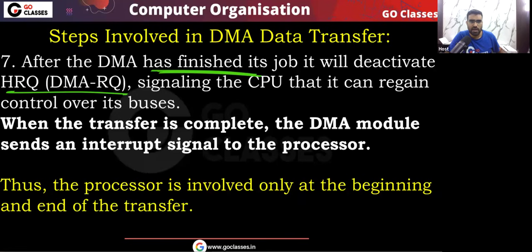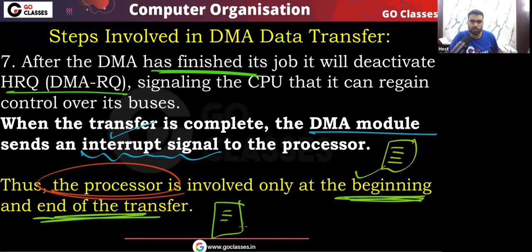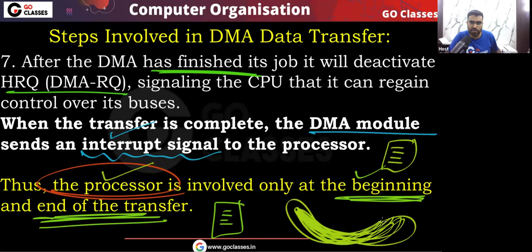Now remember, at the end, when the data transfer is over, the DMA controller will send an interrupt signal to the processor. This interrupt signal will go to the processor to say the data transfer is over. Now the processor will run an interrupt service routine. So you can easily see that the processor is involved only at the beginning for DMA initialization, and also at the end for the interrupt service routine. Only in these two situations, at the beginning and at the end, the CPU is involved. Other than that, during the main data transfer between the IO device and main memory, the CPU is not involved.